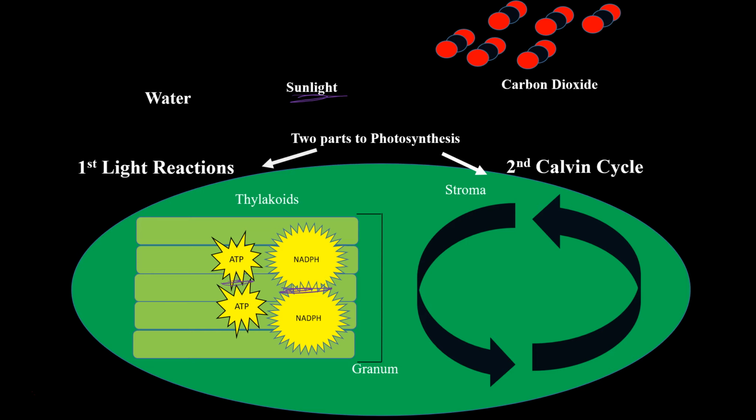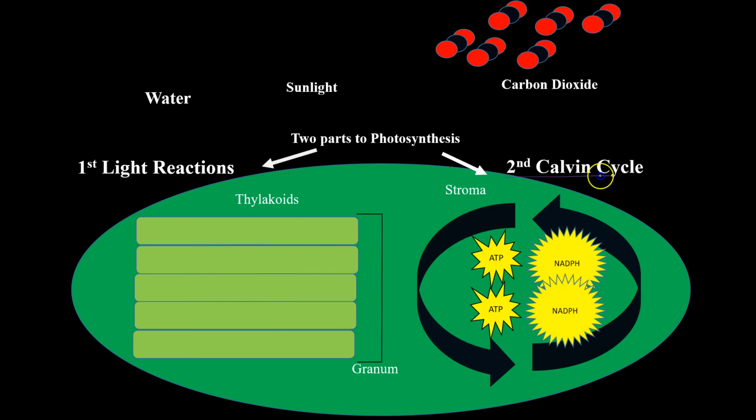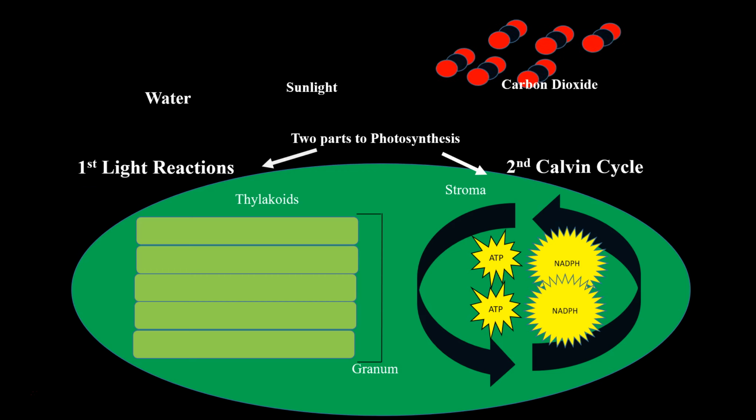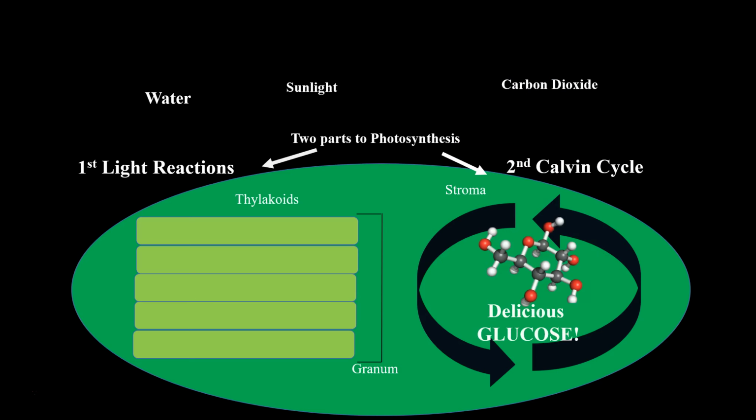Those energy molecules are going to leave and go to the stroma. And now we start part 2, the Calvin cycle. Okay? So part 1 takes place in the thylakoid, part 2 takes place in the stroma. Now, this energy, ATP and NADPH, is going to drive the Calvin cycle to take in carbon dioxide from the atmosphere. And it's going to fix that carbon into delicious glucose.